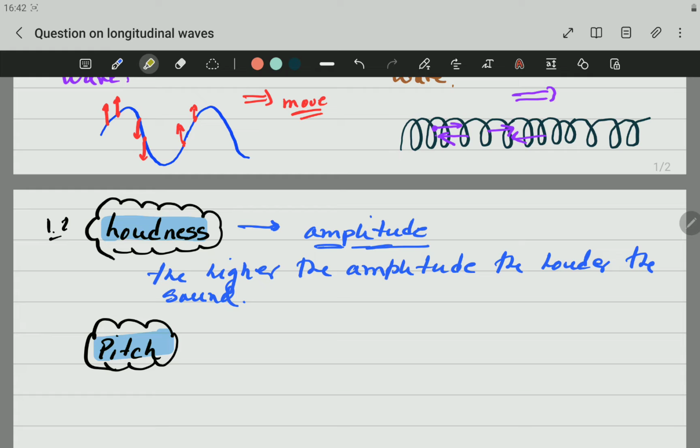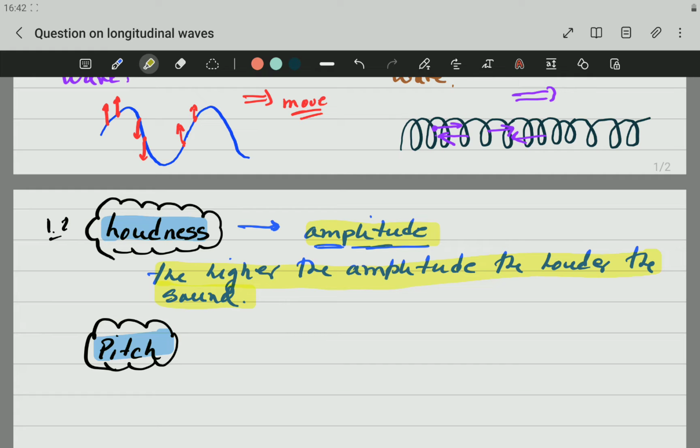So, the question is, what physical quantity is related to loudness? That will be amplitude. Explain that. The higher the amplitude, the louder the sound. The smaller the amplitude, the softer the sound will be. So amplitude has to do with the volume of the sound.